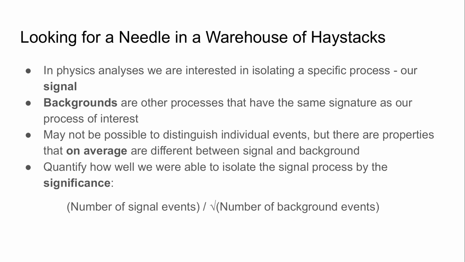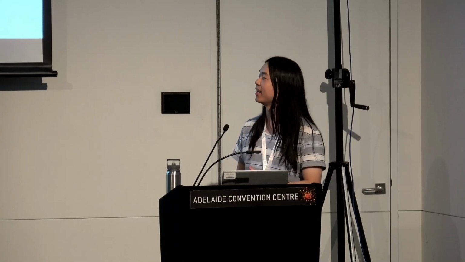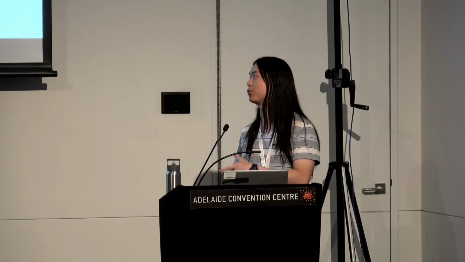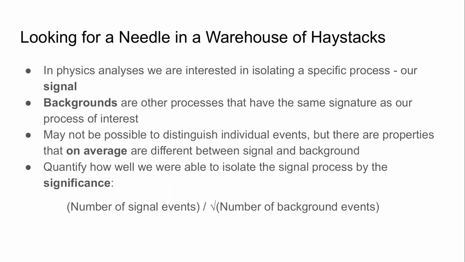Now, an important thing to quantify how well we were able to isolate this signal from the background is this idea of significance. And for the purposes of this tutorial, we'll go with this definition here, where it's going to be the number of signal events divided by the square root of the number of background events. So remembering, signal is the one process that we're interested in studying, and background is just anything else.